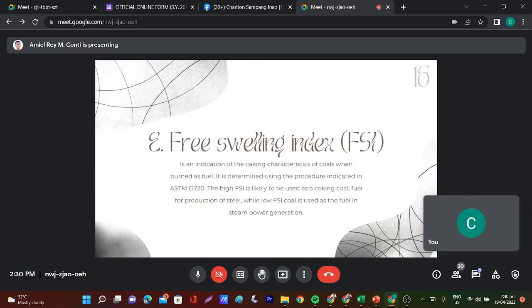Ayun. So, free swelling index is an indication of the caking characteristics of coals when burned as fuel. It is determined using the procedure indicated in ASTM D720. The high FSI is likely to be used as a coking coal, fuel for production of steel, while low FSI coal is used as the fuel in steam power generation.